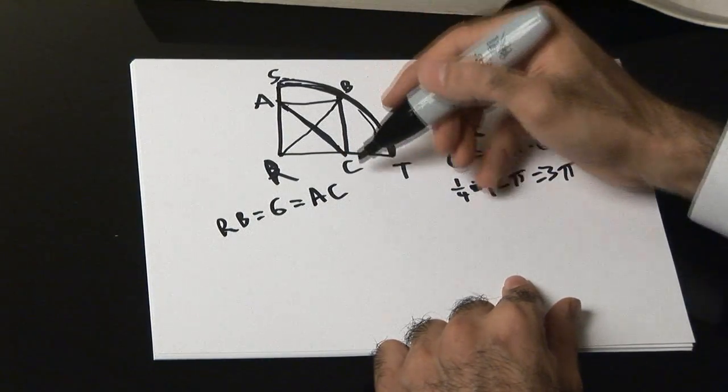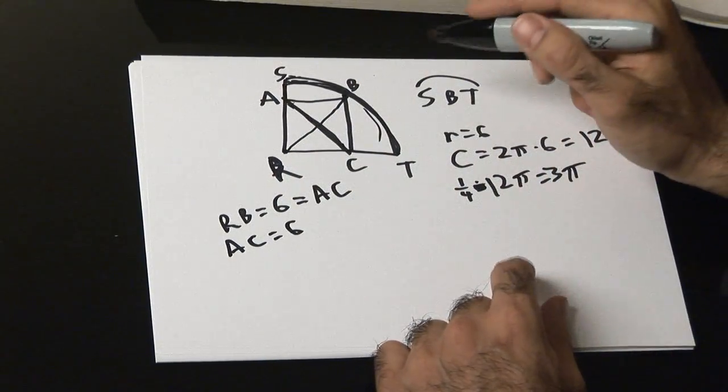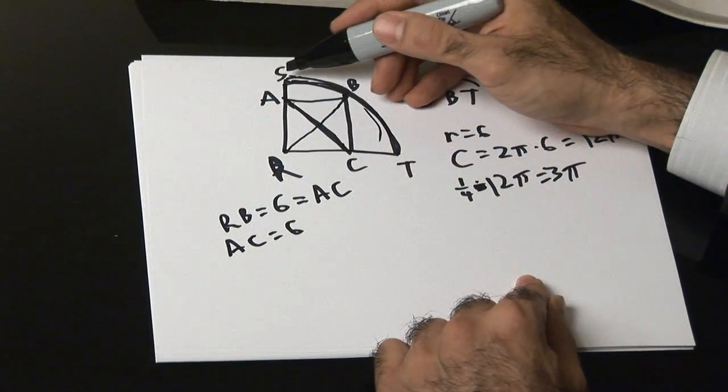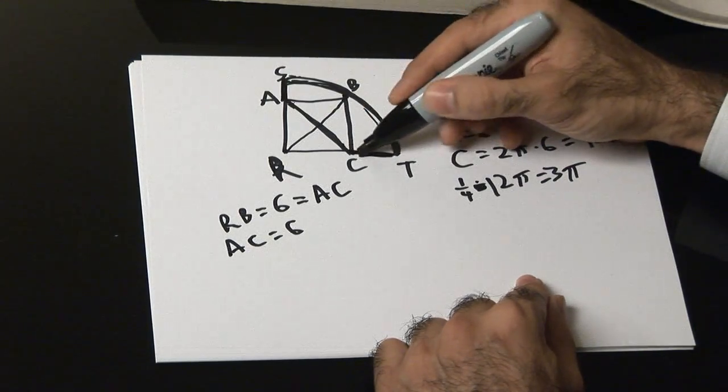So we have that this piece over here, AC, equals 6. Now the last part of this is complex, because we now need to find SA and we need to find CT.